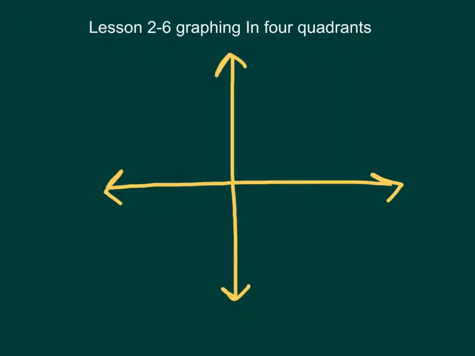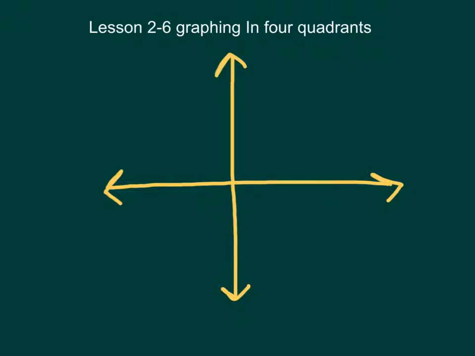Lesson 2-6, Graphing in 4 Quadrants. So the first thing we're going to do is identify the names of the quadrants. Each quadrant has its own name. The quadrants are named by Roman numerals.